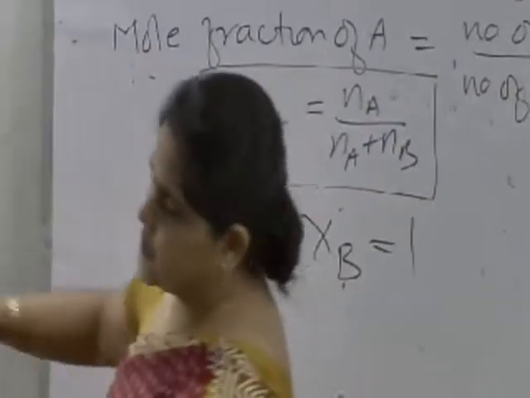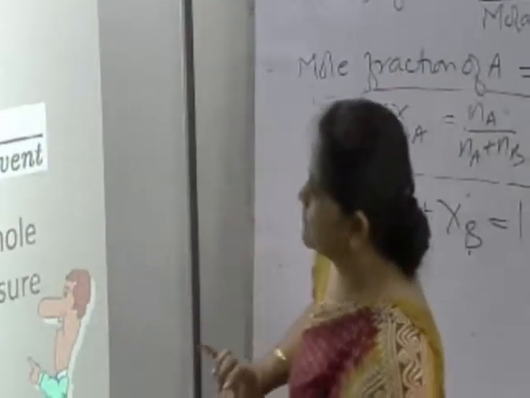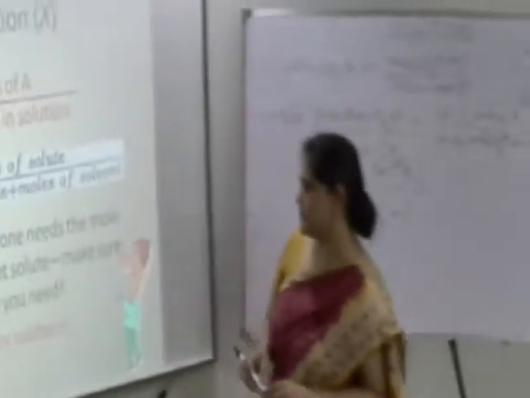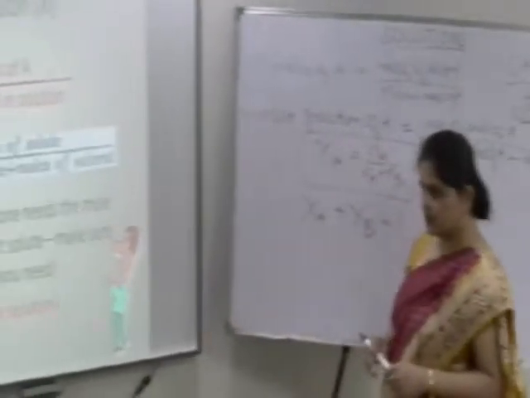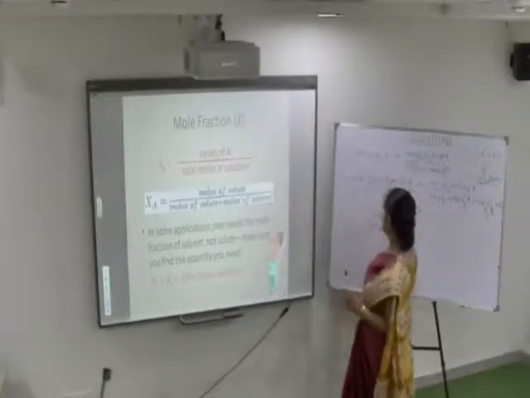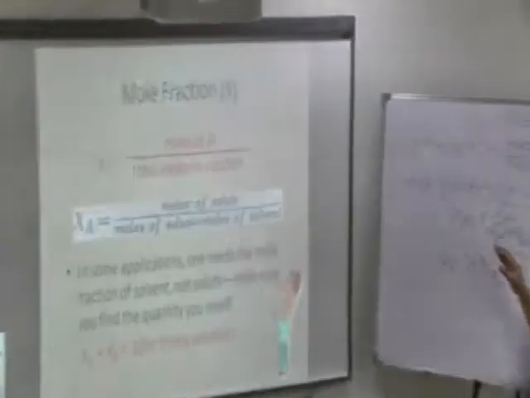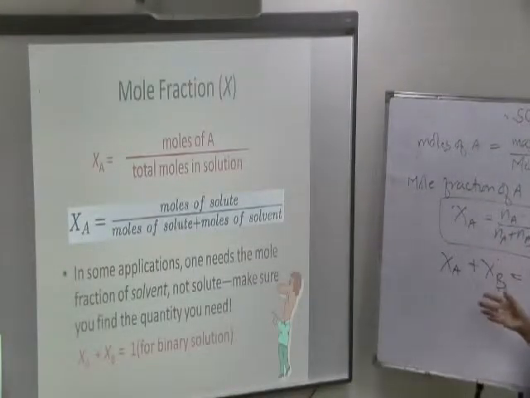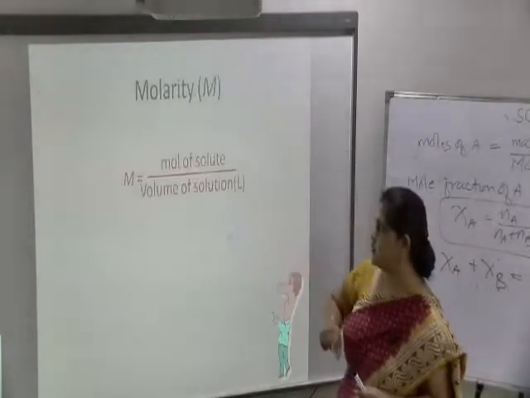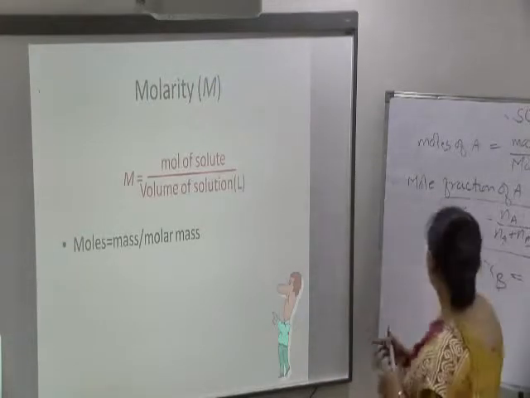Let's talk about the next method. Now see here, in some applications one needs the mole fraction of the solvent, not the solute. Make sure you find the quantity you need. That means you have to see which component you have to calculate the mole fraction for, whether component A or component B, that is, whether for the solute or for the solvent. Another method is molarity.